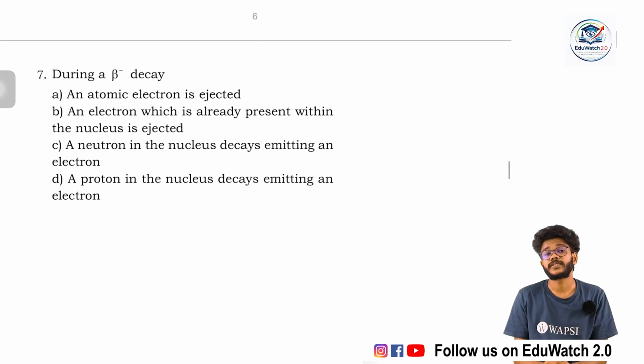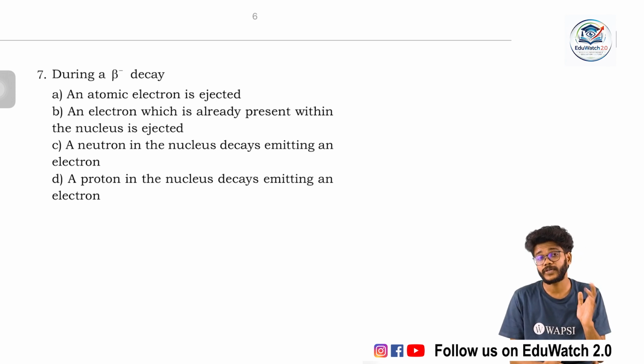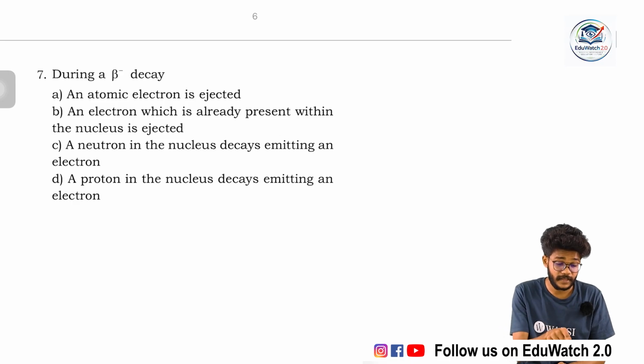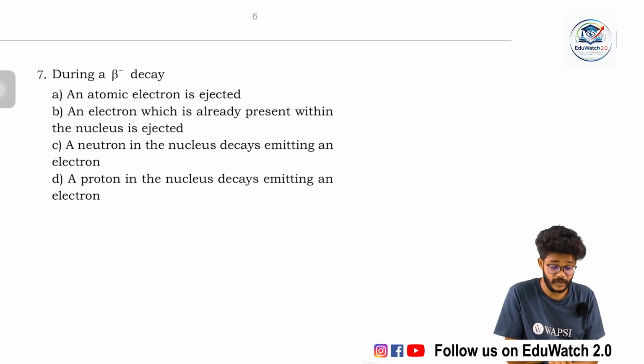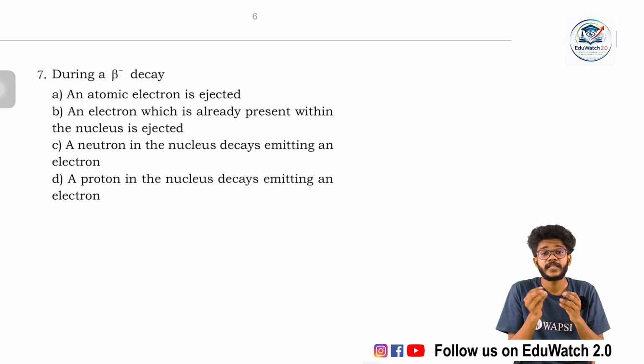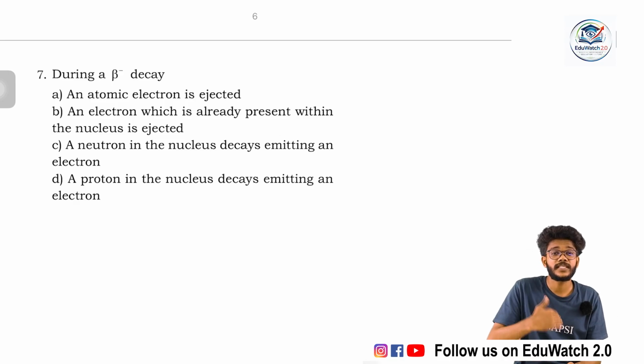So we can move to the seventh question. The seventh question is about beta decay. We have already seen what beta decay is. In that decay, an electron is ejected. One option says an electron which is already present within the nucleus is ejected. Option C says a neutron in the nucleus decays emitting an electron. We know that the neutron is transformed to a proton, an electron and a neutrino.